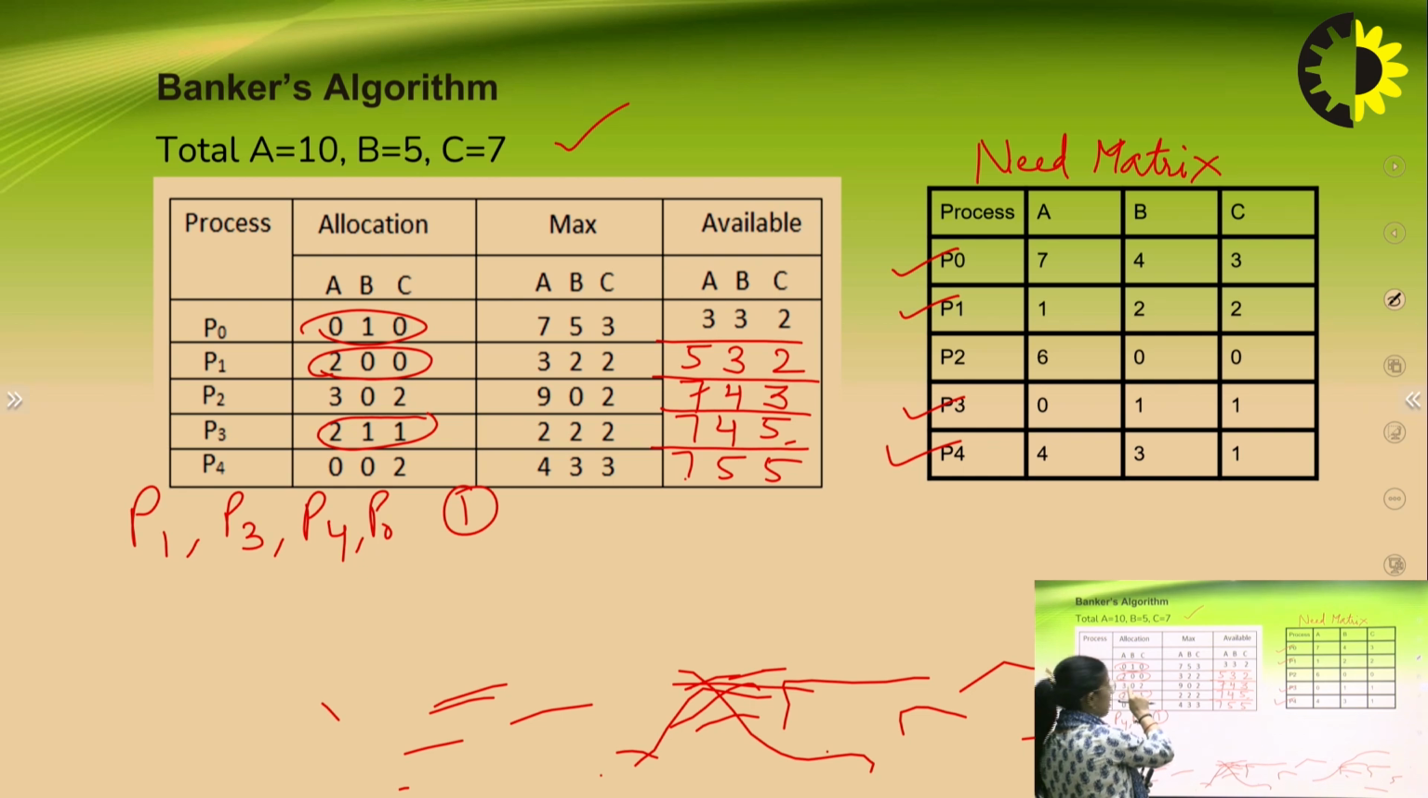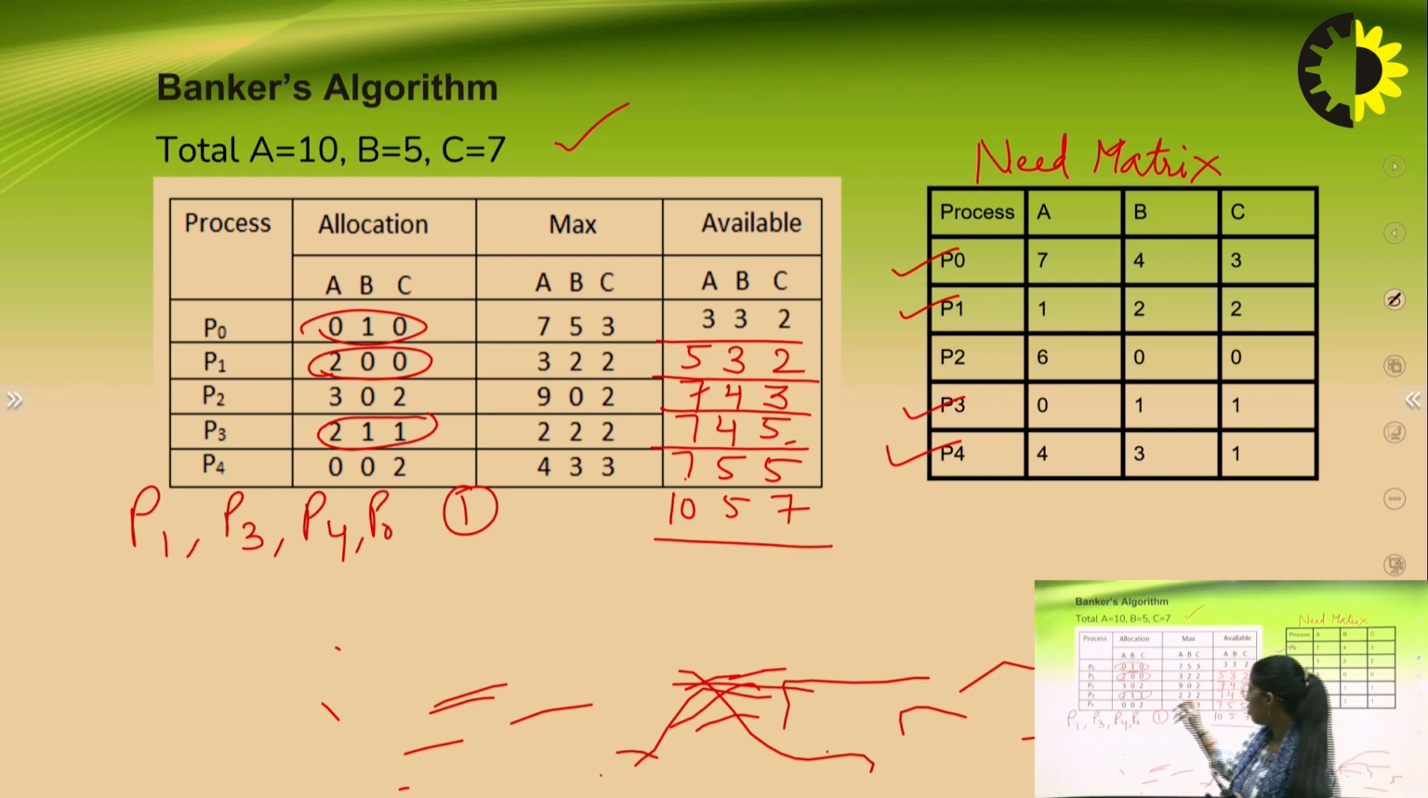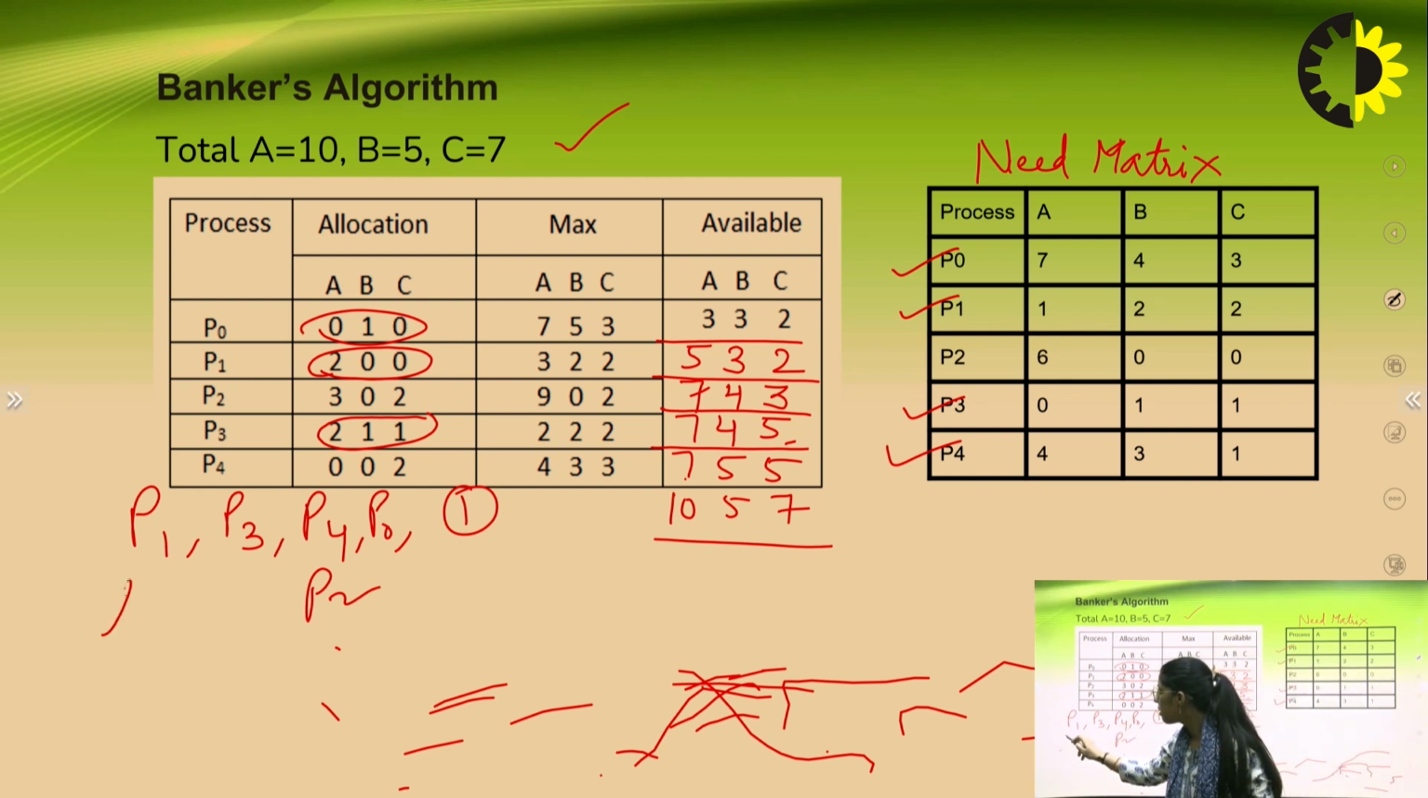allocated resources. Now the system will have 10, 5 plus 0, 5, and 7 plus 5 plus 2, 7. These many resources after the execution of all the processes. So this is the safe sequence. This represents the safe sequence.